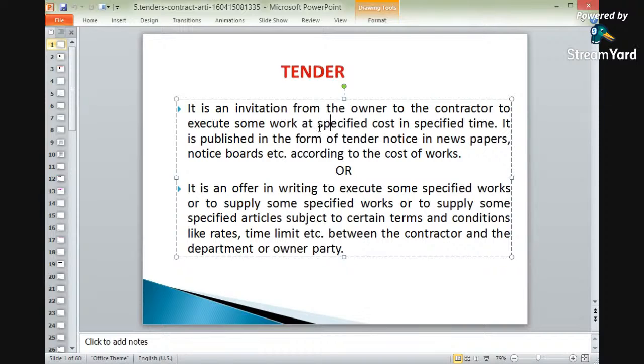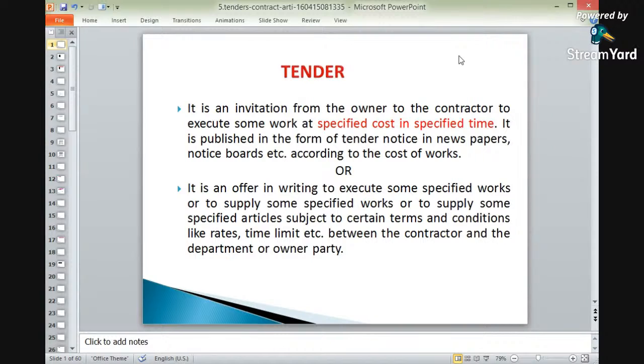So we are intending to do a work, and we are giving the work to external contractors. But what is the main thing? The cost is to be fixed and the time is specific. That means the work is to be completed in a particular time, and the amount given by the owner to execute this work will be specific. Such dealings are carried out in tenders.